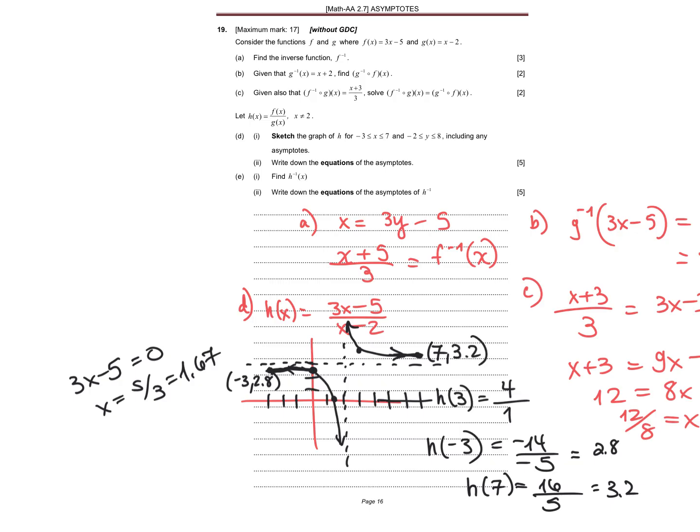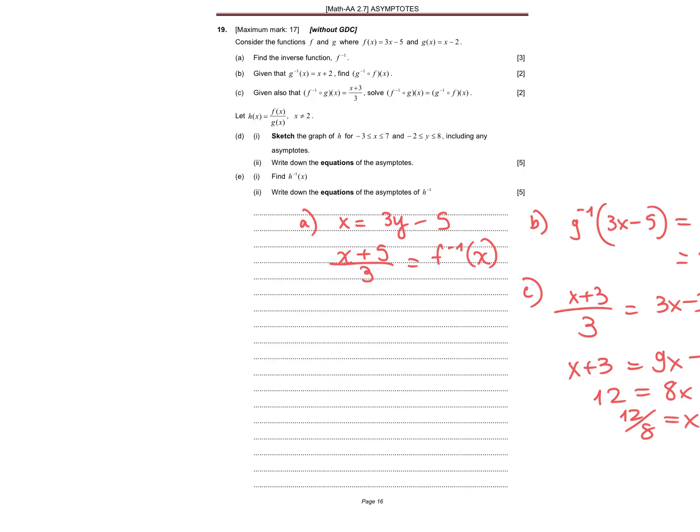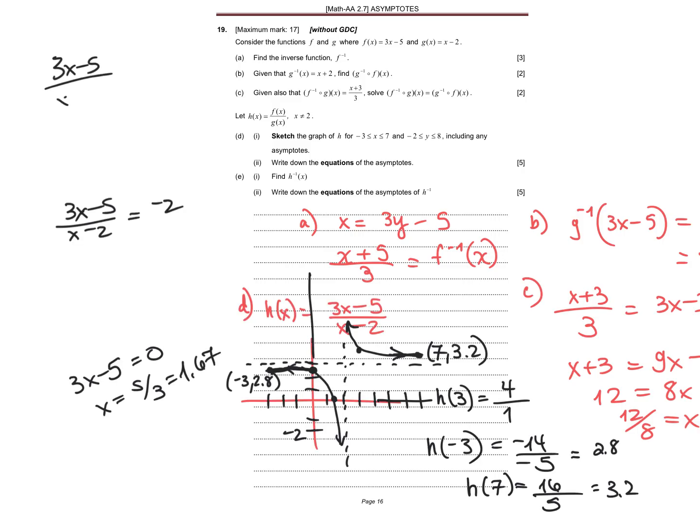And y goes from -2 to 8. Okay. So then you need to figure out when 3x minus 5 over x minus 2 is -2, and when it's also 8.